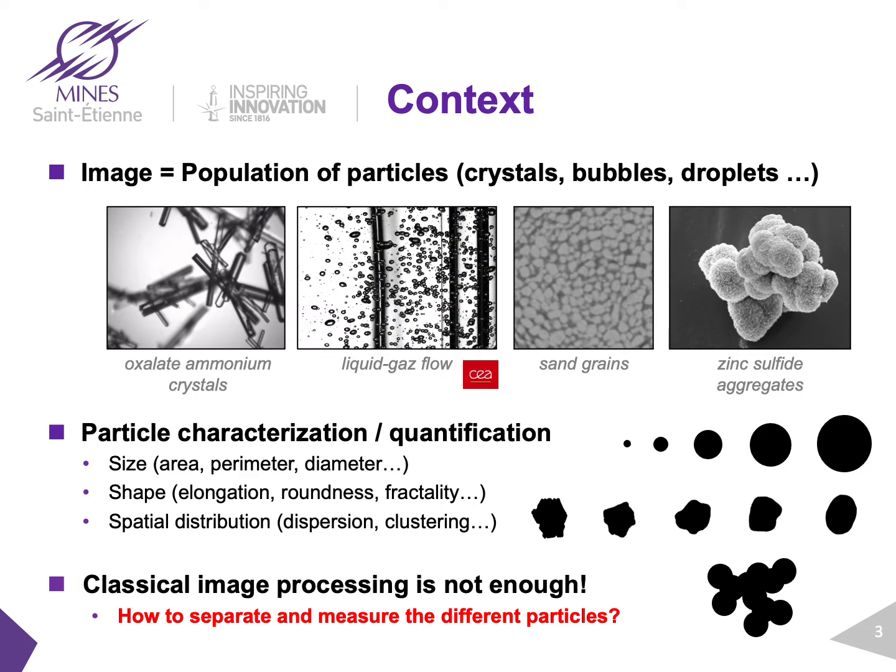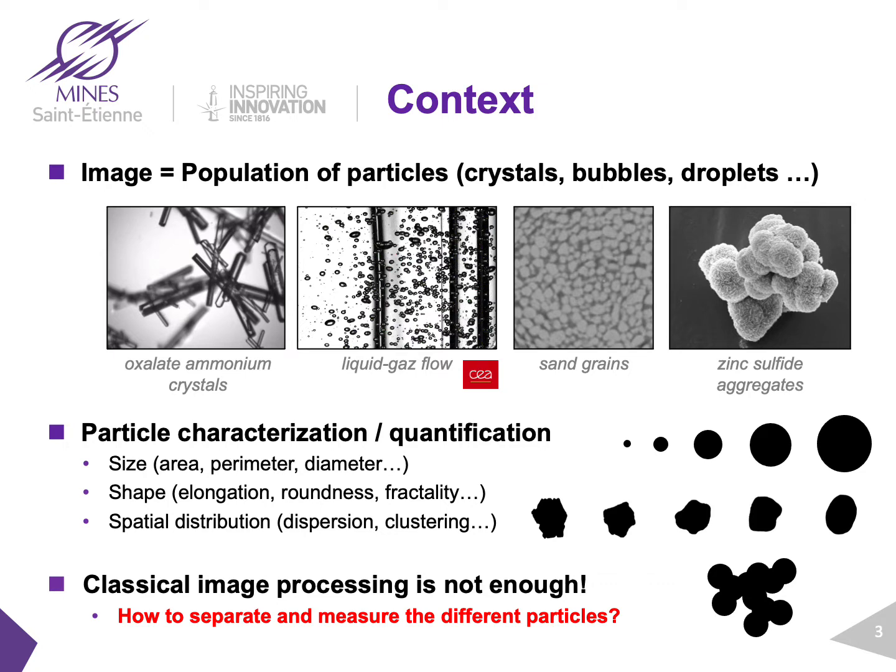You have here some examples of 2D images we are working on. We have some ammonium oxalate crystals in the first 2D optical image. In the second one, with our partners from CEA, we have some gas bubbles in the liquid flow. On the third one, you have some sand grains. It's just a 2D slice of X-ray tomography. And the last one is about zinc sulfide aggregates, which are used in paint pigments.